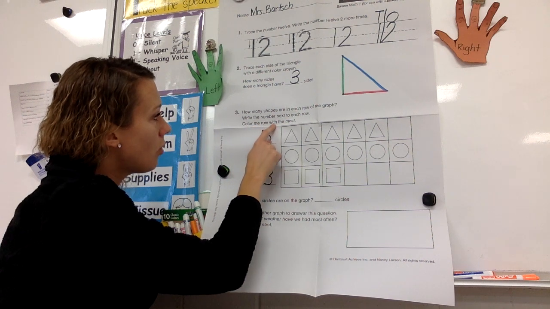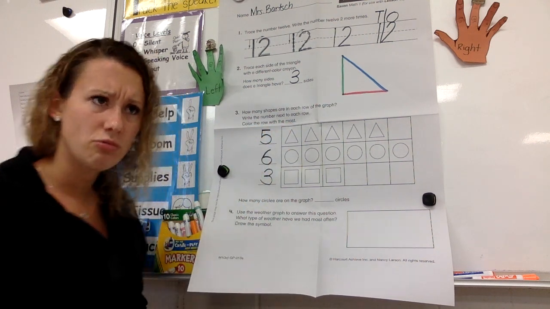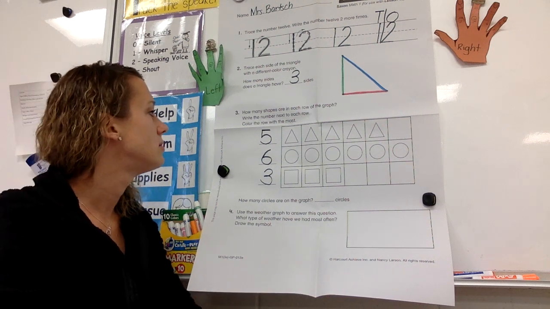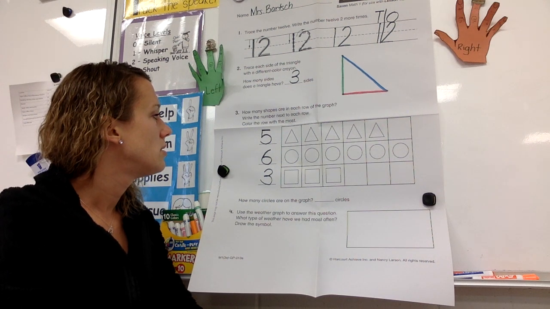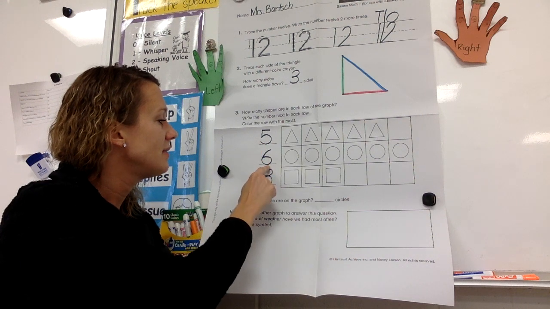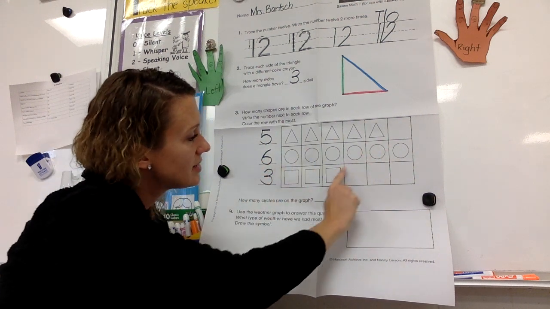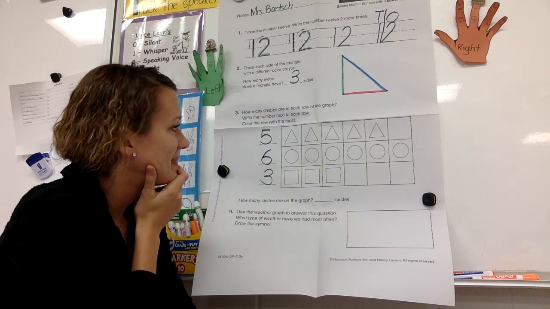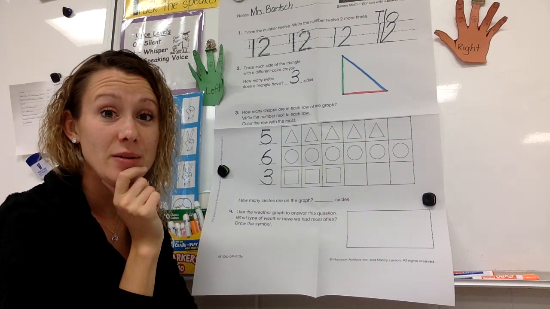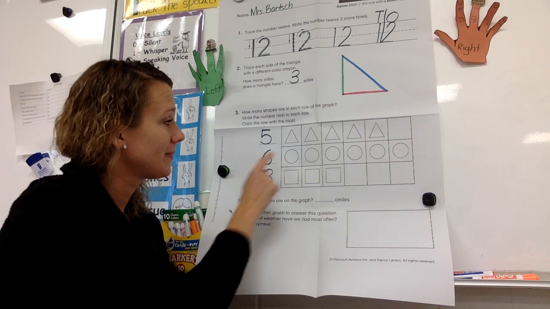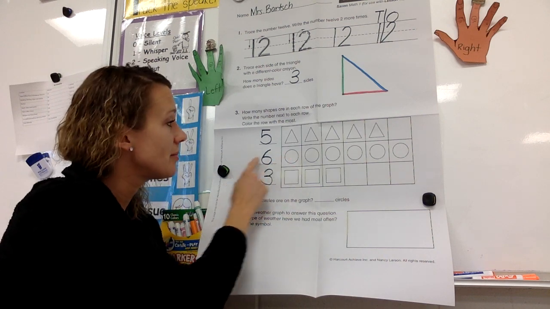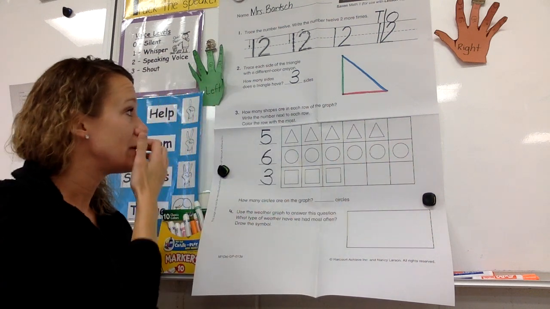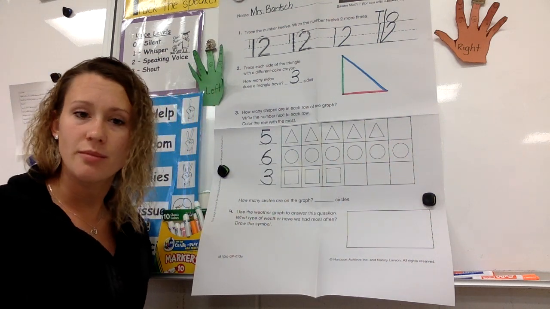Then it says color the row with the most. Ooh, it's like a graph. Who has the most? Who's bigger, 5, 6, or 3? Who has the most? What shape has the most? Circle. 6 is the biggest number. And their circles, their pictures go out further. Yeah. So we need to color the row with the most.